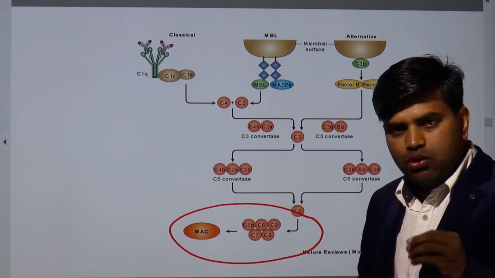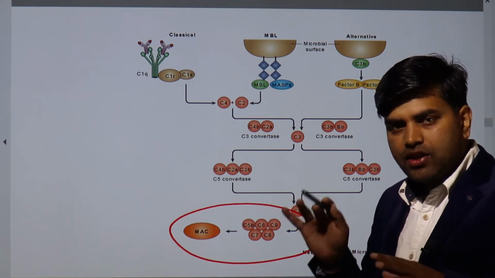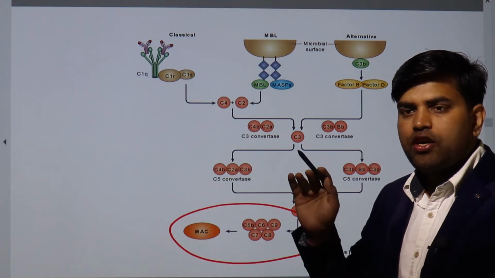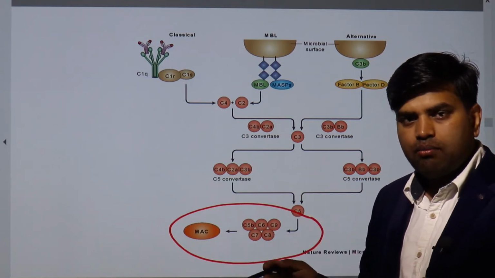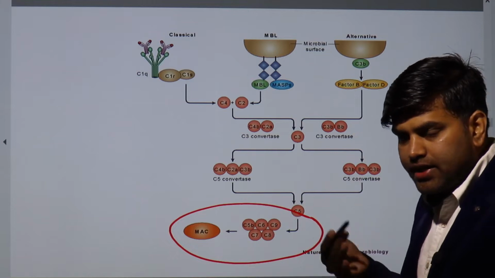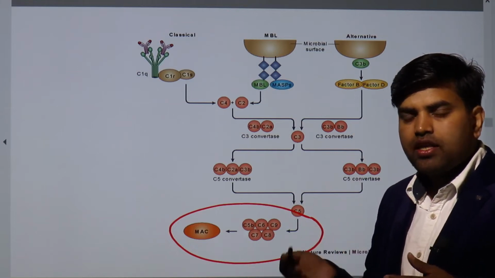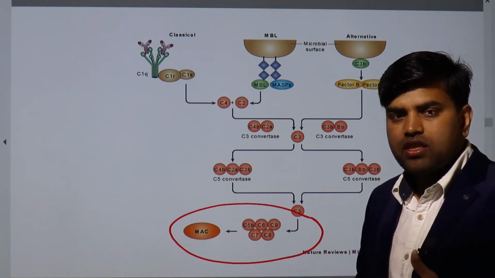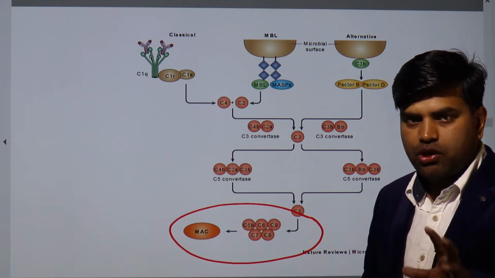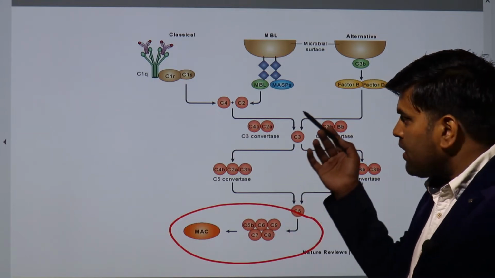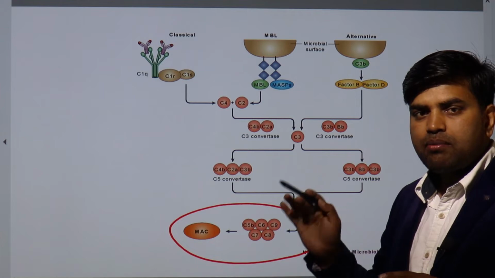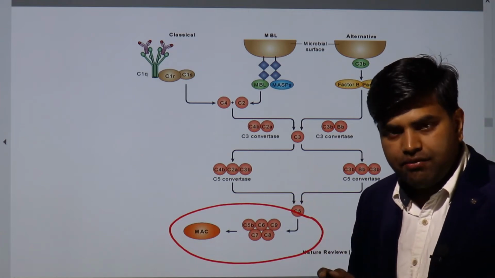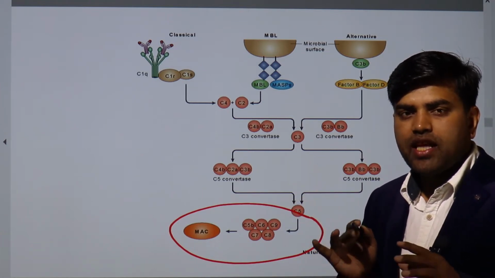Now you have to remember one more thing. This complement pathway activates only when it is required, when there is a stimulus. But if it is activated without a stimulus, then it will cause a lot of diseases. So that is also an important point for questions. Normally these complement proteins are present in the blood in the inactivated form. They are not present in the activated form.